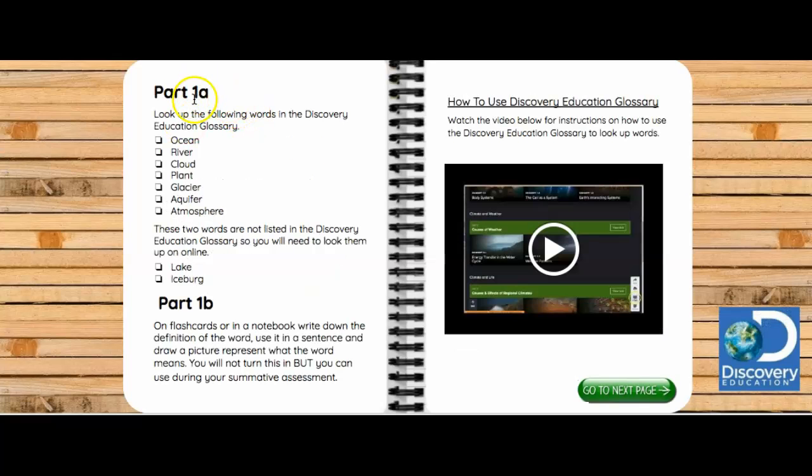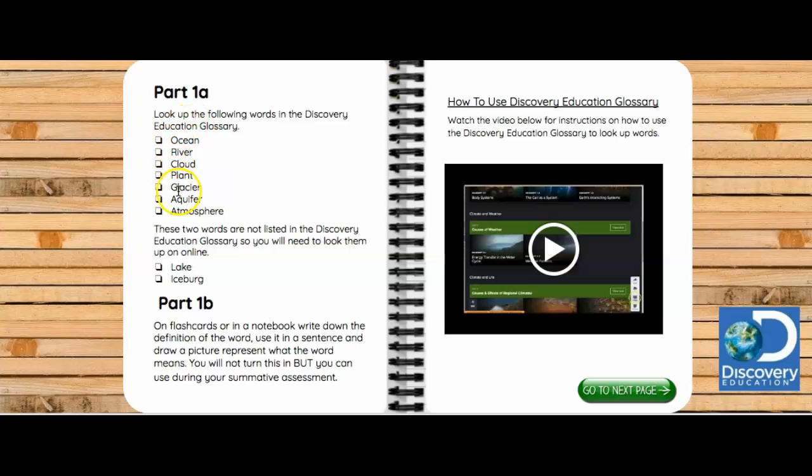So part 1A of this assignment, it says, look up the following words in the Discovery Education Glossary. Again, here's a link to Discovery Education, and this is the same video I gave you last week. It's just a reminder of how to use Discovery Education to look up words. And so these are the words I want you to look up. Ocean, river, cloud, plant, glacier, aquifer, and atmosphere. You're going to need to know all of these words in order to score a proficient on your summative.